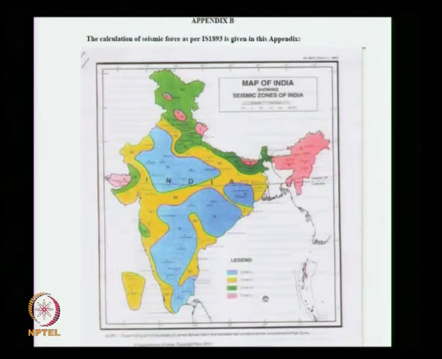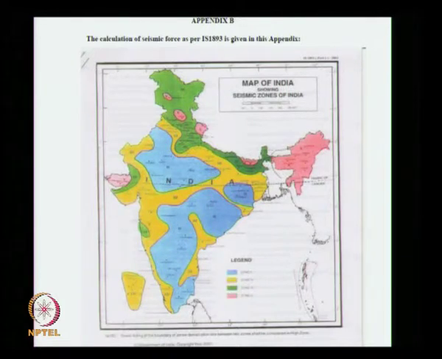So there are different colors given. Can you identify the color? Blue, then light pink. What does it mean? Which is the very severe earthquake zone? I don't know whether you are able to see this. You are able to see what this zone is? Zone 5. It starts from zone 2.